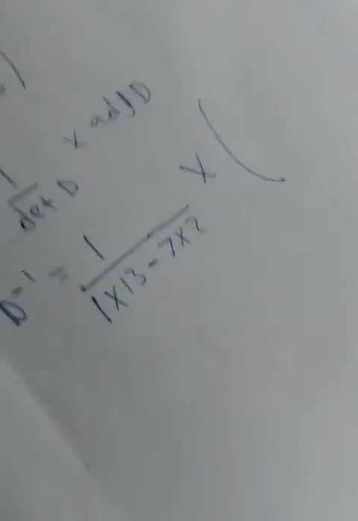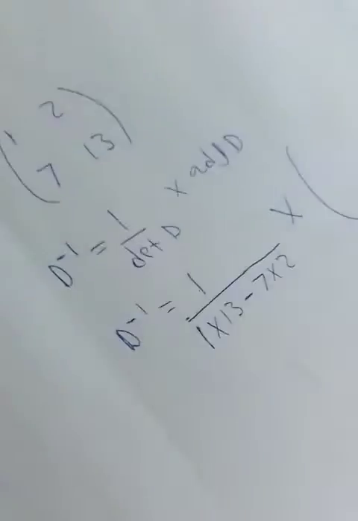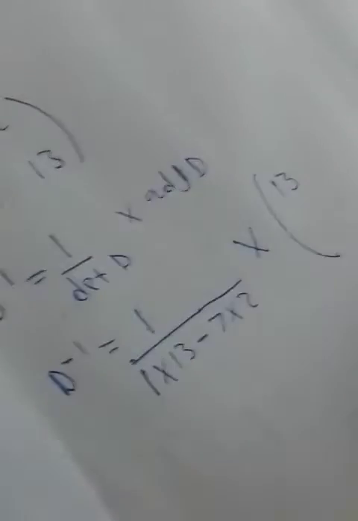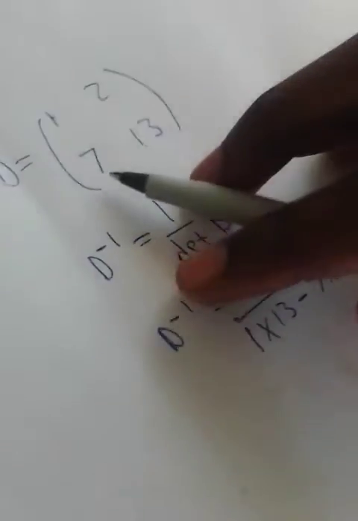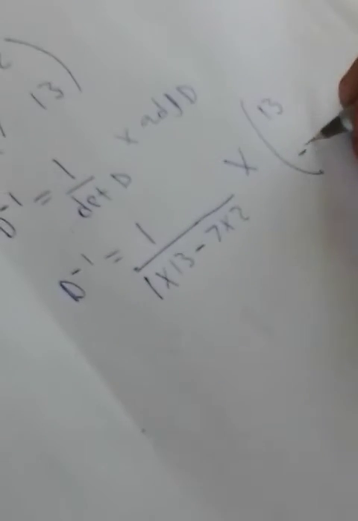Now the adjoint, these in the major diagonal, they'll swap the values. So the 13 will come here, the 1 comes here to go there, and then the 7 and the 2 in the minor diagonal, the signs change. Since all these are positive, 7 and 2, they become negative. Say negative 7, negative 2. And then we'll do the multiplication.